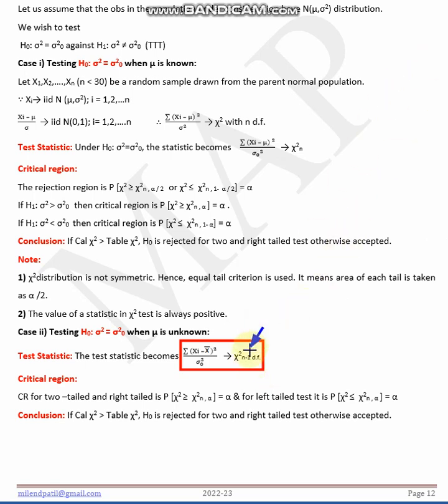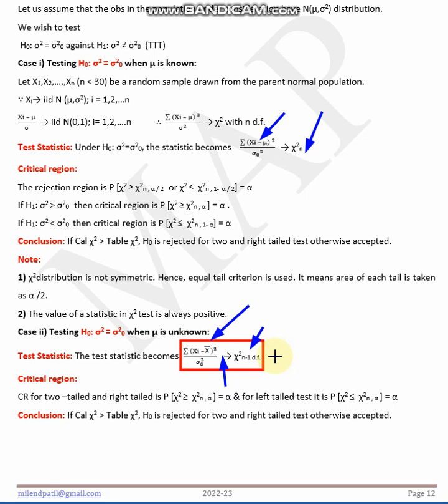See, earlier my degrees of freedom was n, but in this case the degrees of freedom is n minus 1. So why is this n minus 1? Because 1 degree of freedom is lost, since instead of taking this mu, now I am taking x bar. Therefore we need to subtract 1 degree of freedom. So the test statistic in this case becomes summation xi minus x bar square divided by sigma naught square, which follows chi-square with n minus 1 degrees of freedom.